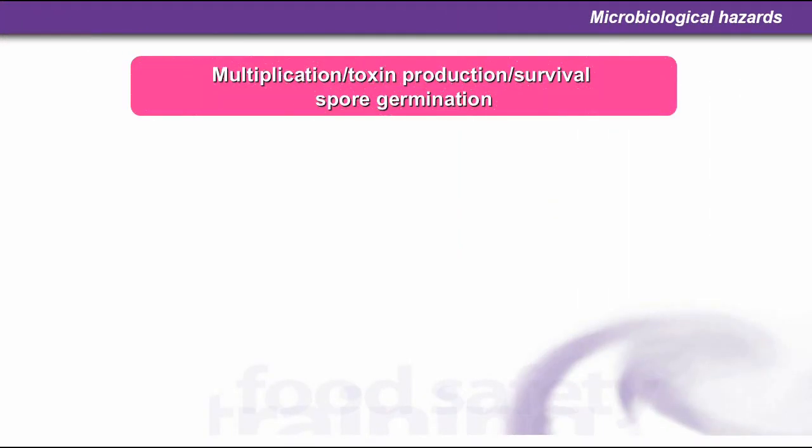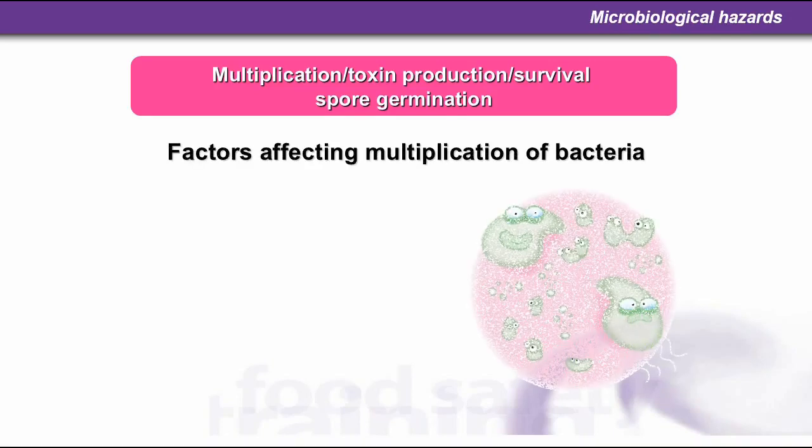Now the hazards themselves, you can get multiplication of the bacteria, toxin production from some bacteria, and survival of bacteria if there's not been any processing involved, such as lack of cooking to the correct temperature, and spore germination of certain bacteria, in particular Clostridium and Bacillus.